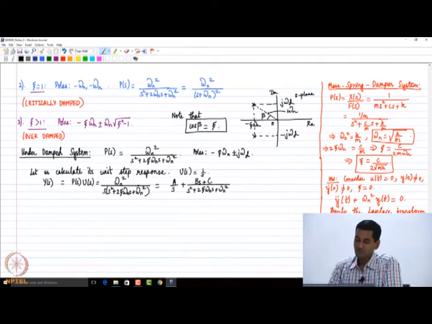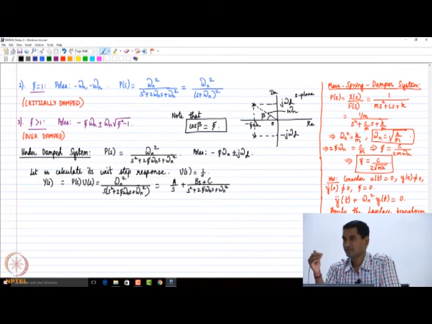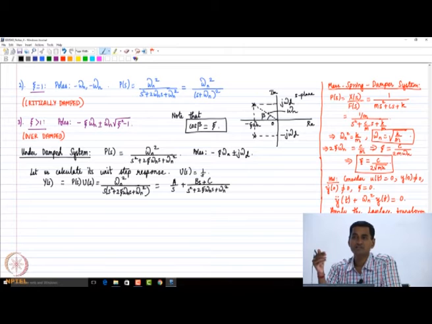So if I do A by s, why do I do Bs plus C divided by s square plus 2 zeta omega n s plus omega n square? Please remember, if I have an nth order polynomial in the denominator of any partial fraction, the numerator in general is of order n minus 1. One order less, which in this case is a first order polynomial. That's why I am having Bs plus C. Now what will be the values of A, B and C?